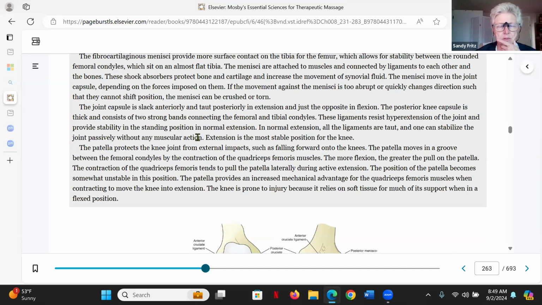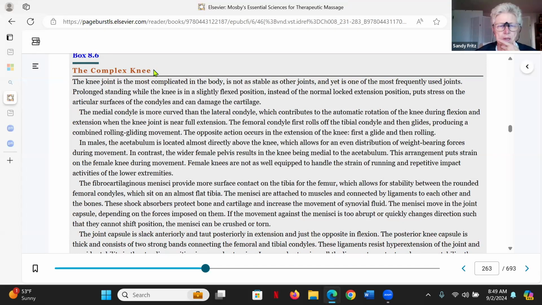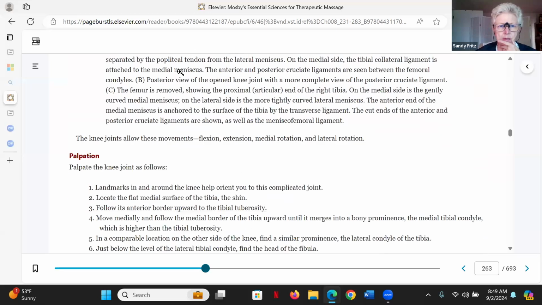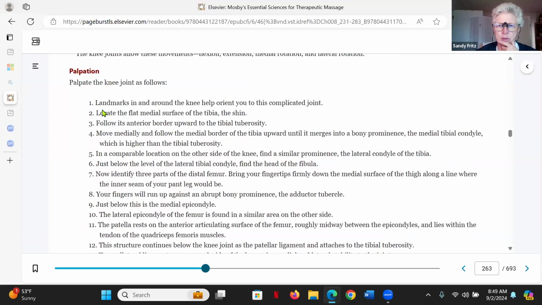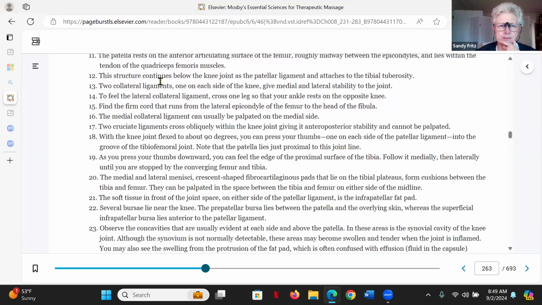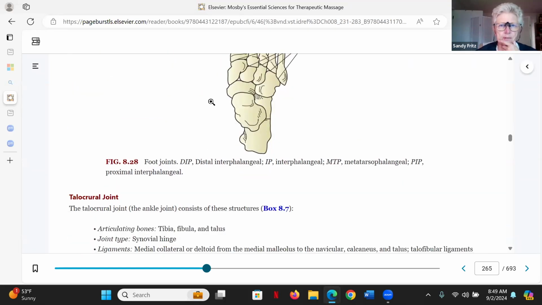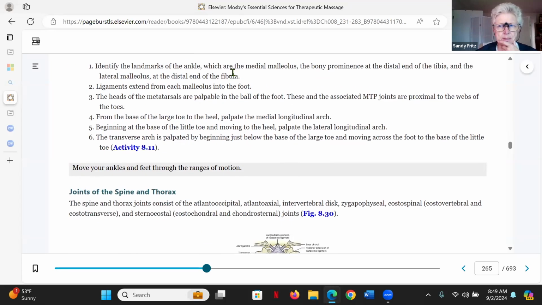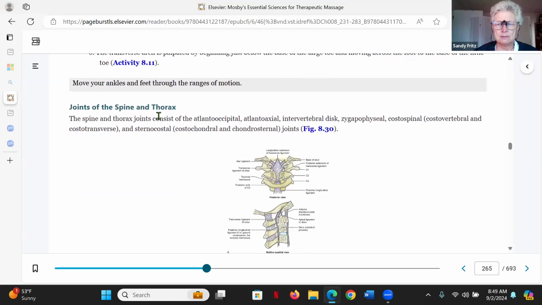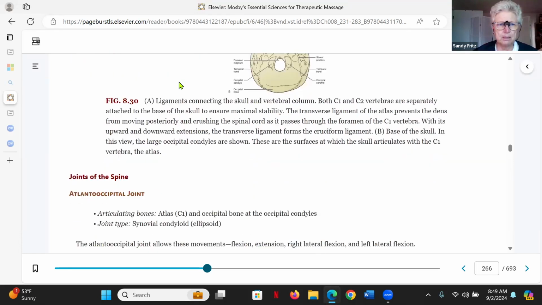The knee is pretty interesting. So this one slows down and gives you an actual box on the complex knee. And you can see how much more there is to touch and move with the knee because of its complexity. And the joints of the ankle and foot. You got to be real committed to this. Once you understand the overview that I slowed down and paid a little bit more attention to, then this is similar to the bones and the bony landmarks. You have to just really have multiple ways that you're going to look at and review this information.